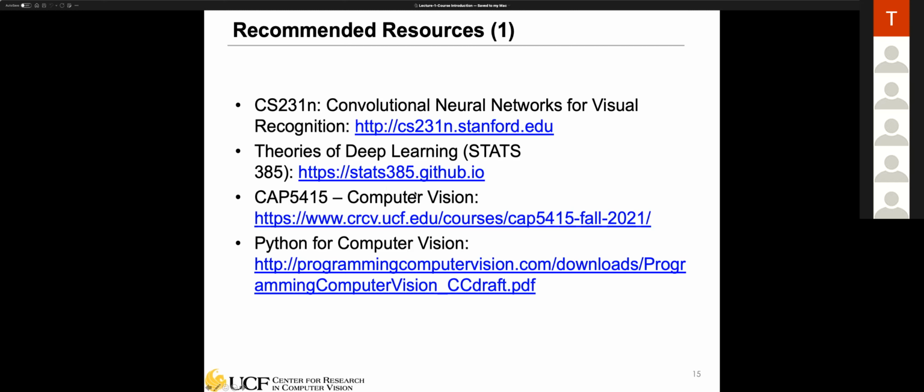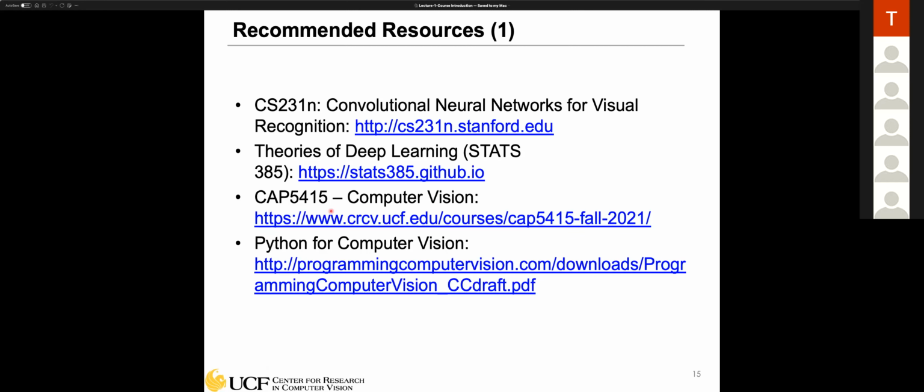And there's Theories of Deep Learning, I think also from Stanford, by David Donoho. He's a heavy hitter in the statistics department, and he has this course on the theories of deep learning. So if you are more interested in the theories of deep learning, maybe this is a good course to check out. Okay.